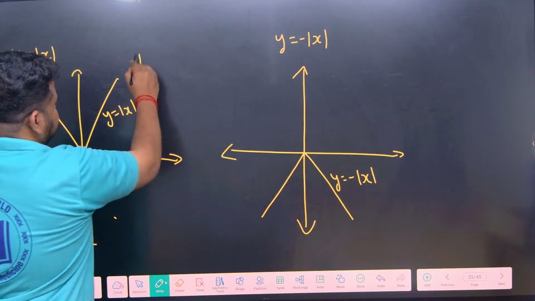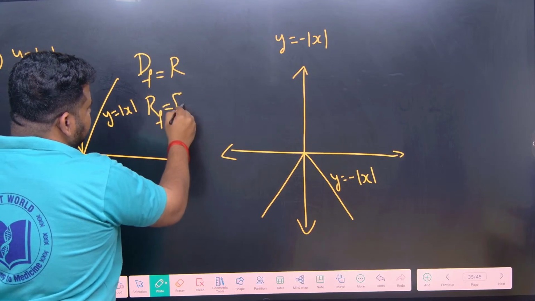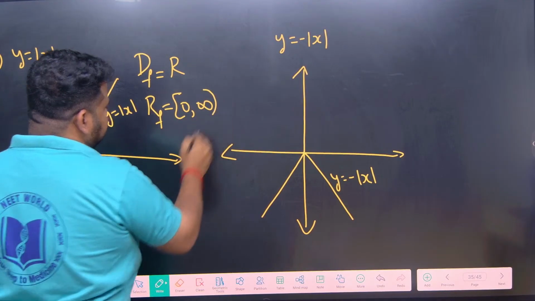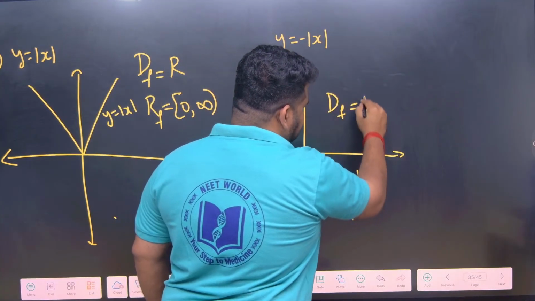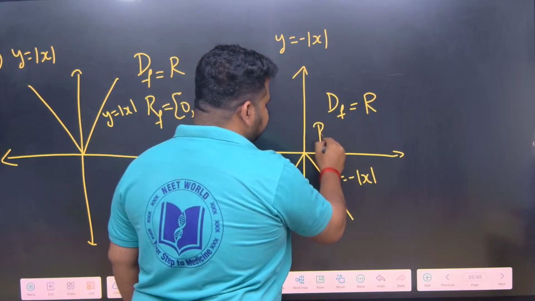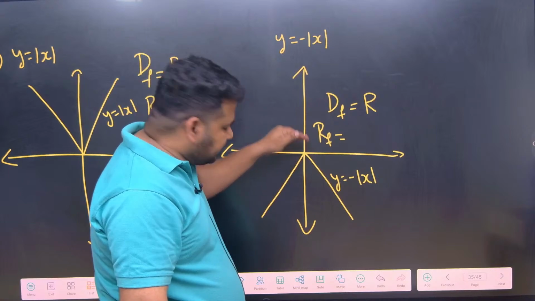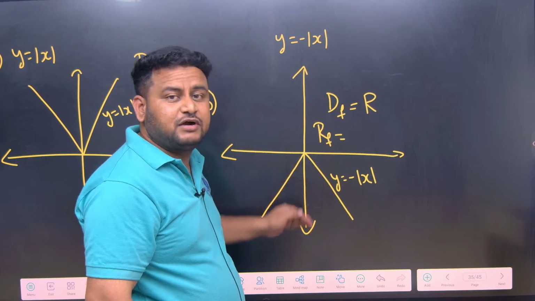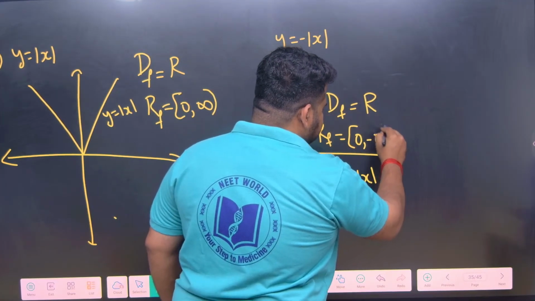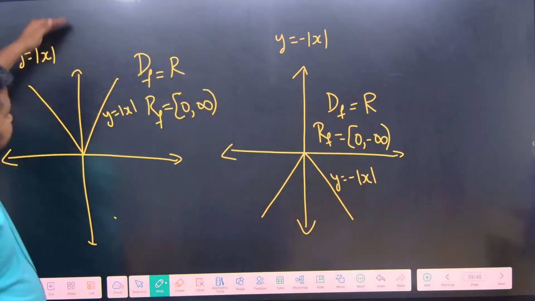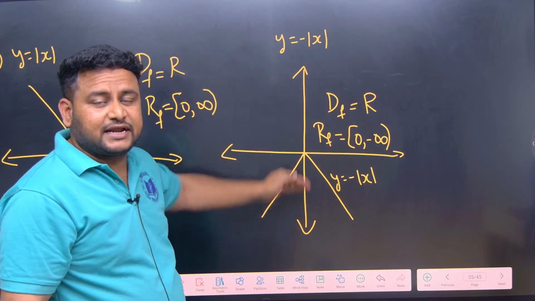For this I told you, the domain of this function is the set of all real numbers. Range of this function is 0 comma infinity. But when it comes to this function, it is inverted. So the domain will be the set of all real numbers, that is totally fine. What about the range? It is inverted below, which means it starts from 0 and goes downwards, towards minus infinity. So the range will be 0 comma minus infinity. It is going towards the positive direction of y, so this is plus infinity. It is going towards the negative direction of y, so this will become what?